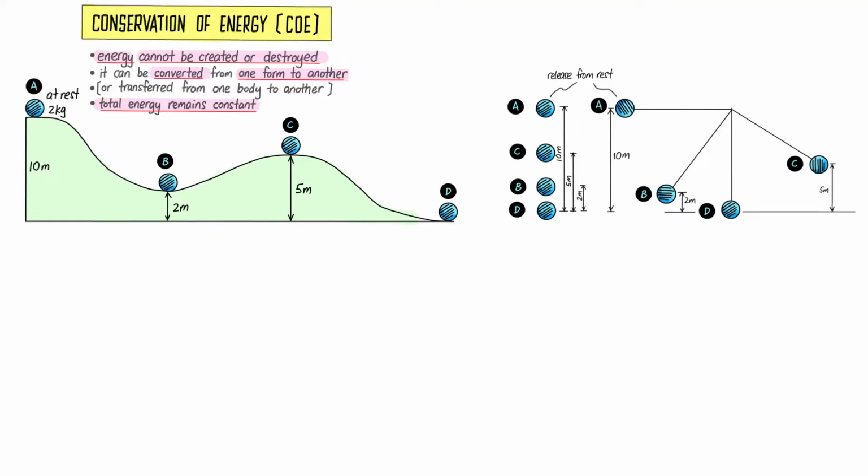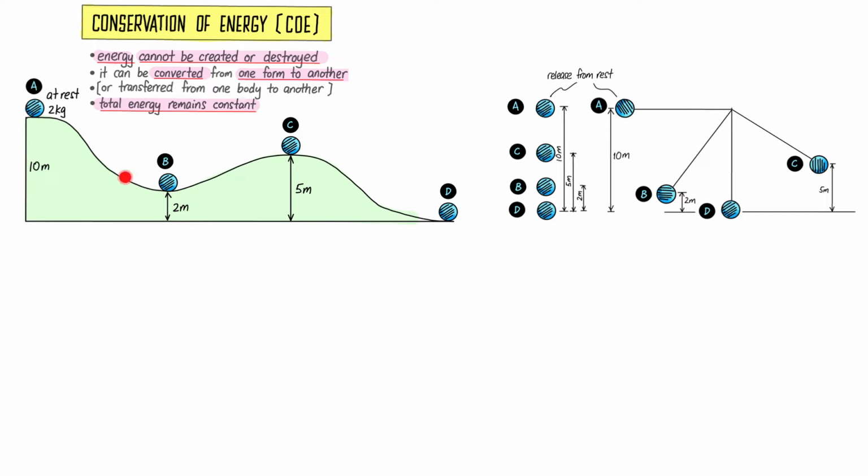In this video, we're going through the basics of conservation of energy. Now, the principle of conservation of energy states that energy cannot be created or destroyed. Rather, it can be converted from one form to another or transferred from one body to another. But the total energy remains constant in a closed system.